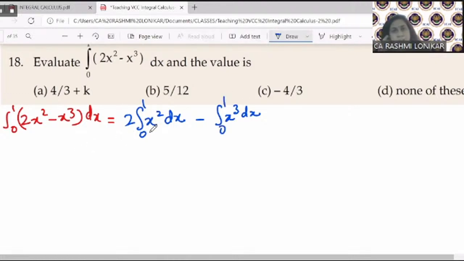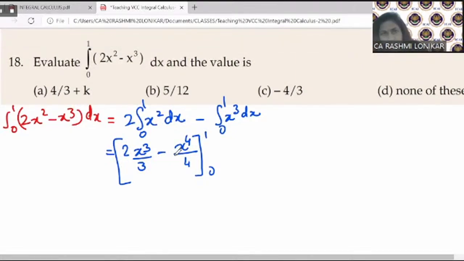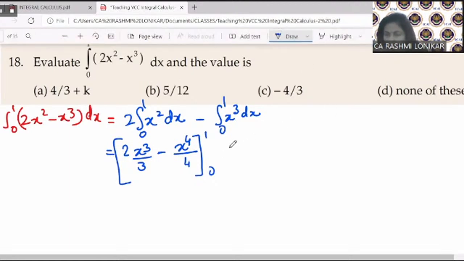What is the integral of x square? This is x cube upon 3. 2 into x cube upon 3 minus x cube will be x raised to 4 upon 4, x going from 0 to 1. Now what do I do? I will first put the upper limit and then I will substitute the lower limit. So what is the upper limit? Upper limit is 1. So 2 into 1 upon 3 minus 1 upon 4.